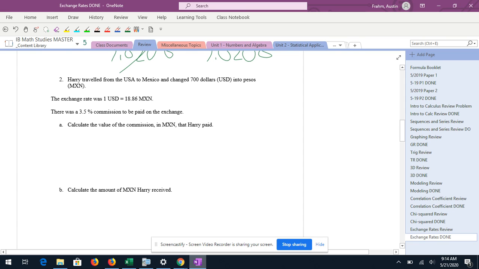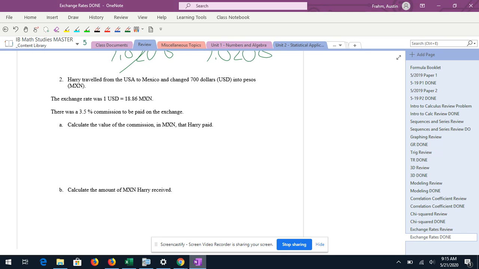All right, for example number 2, it says Harry traveled from the USA to Mexico and changed $700 into pesos. The exchange rate was $1 equals 18.86 pesos. There was a 3.5% commission to be paid on the exchange. Letter A says calculate the value of the commission in pesos that Harry paid.